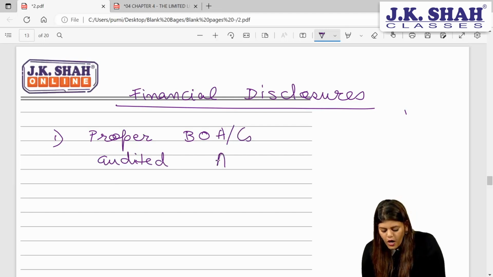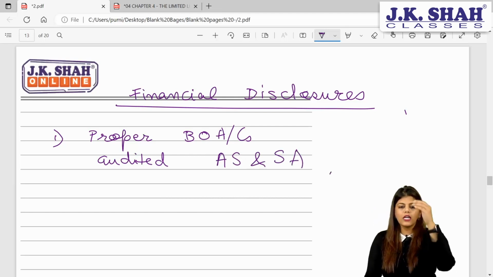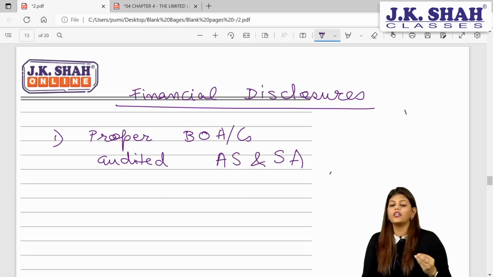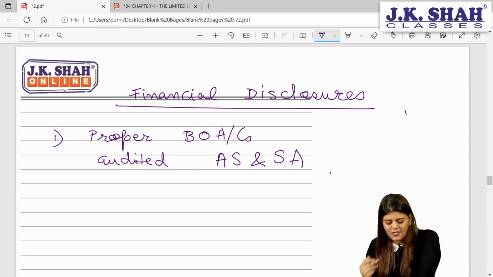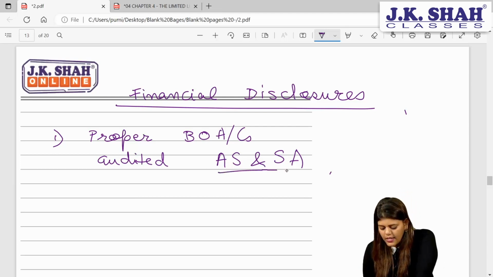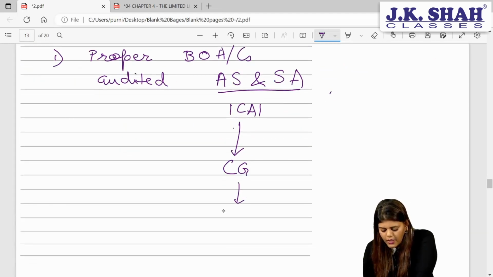You have to follow accounting standards and standards of auditing. Just as there are accounting standards, there are standards of auditing. Just as you need proper standards to start your accounts, here you need to follow some proper standards to start the auditing also. And who makes this? It's ICAI. So ICAI recommends this to the central government and the central government announces it to the public.